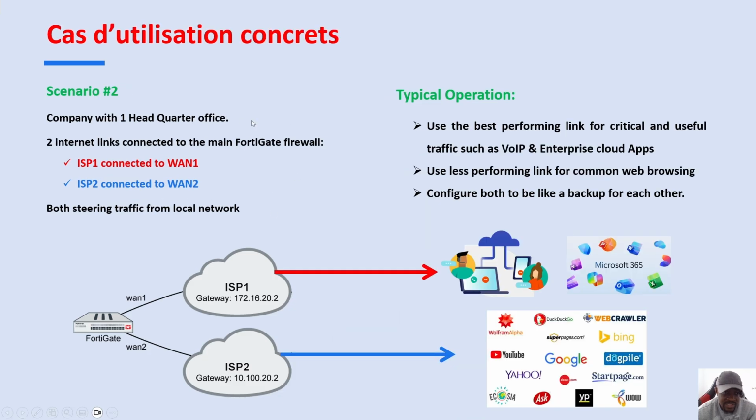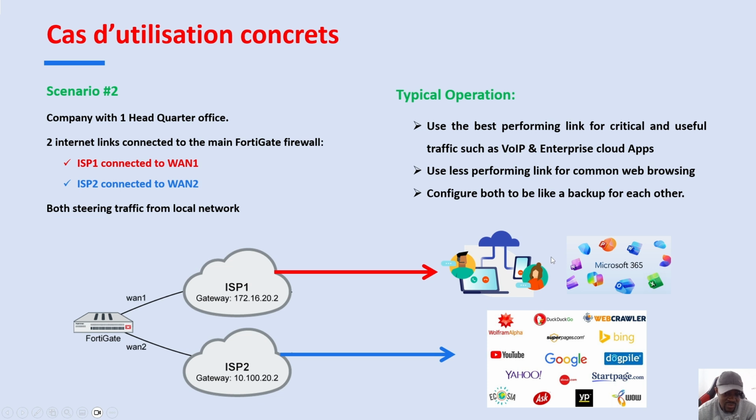So the second scenario here is a company that has only one headquarter and no branch offices. Here again, we still have two ISPs. So in this case, as usual, you are going to use the best performing link to get access to critical traffic and useful traffic for the company. Most of the time, this is going to be traffic such as voice over IP or access to Microsoft 365 apps for the company.